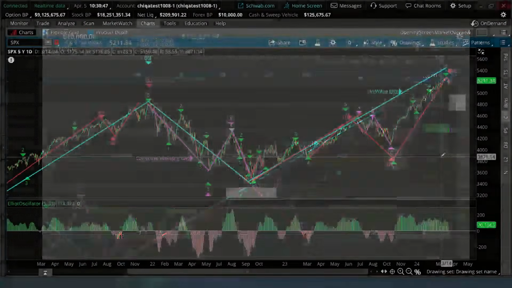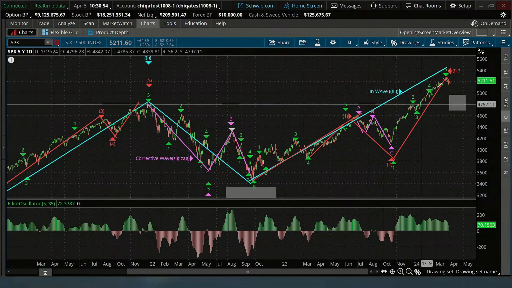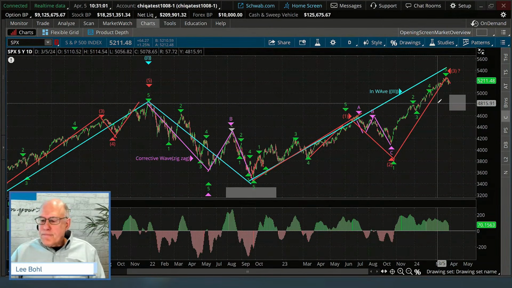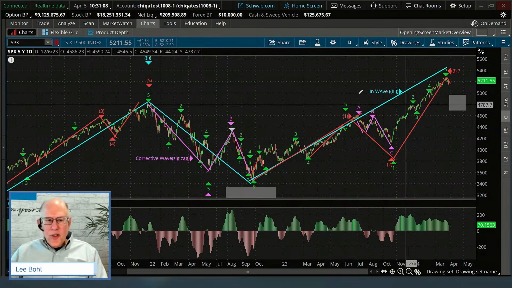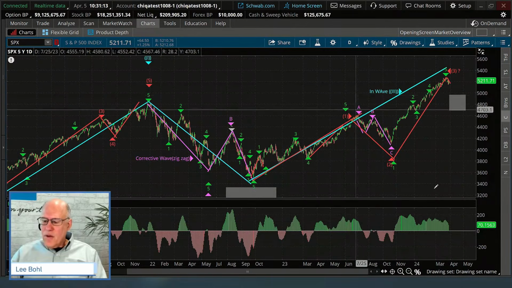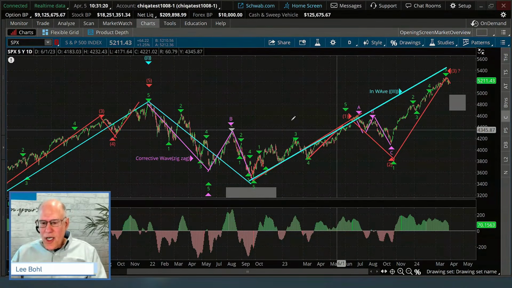Now, the other thing that is very interesting is on this particular orange wave, is there a time basis to this? So there is something called the Fibonacci time series that sometimes can give you a heads up, along with the Elliott oscillator, when you might be moving into a corrective wave. Let me show you how that works.